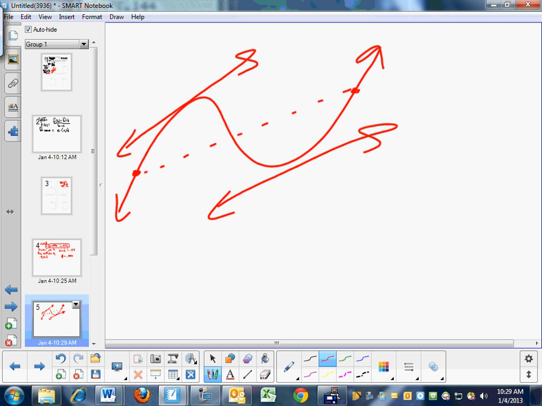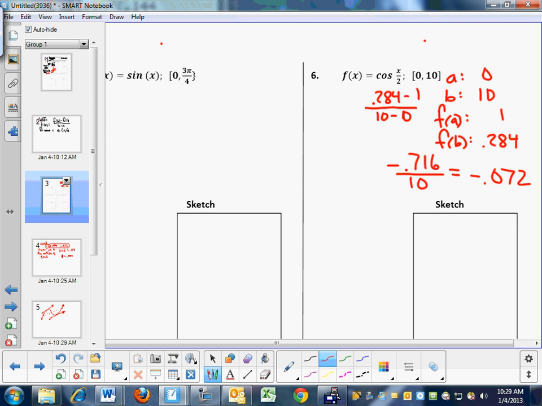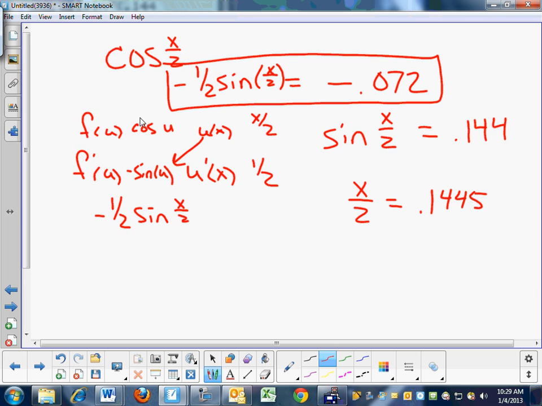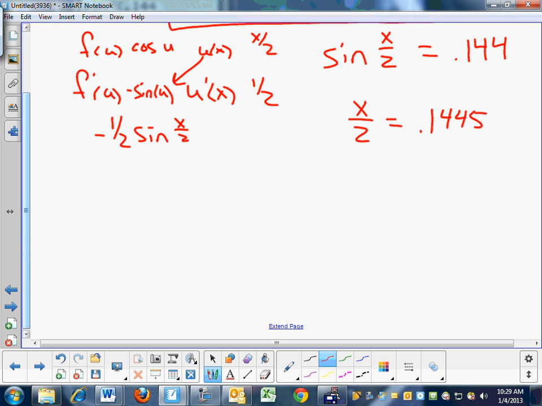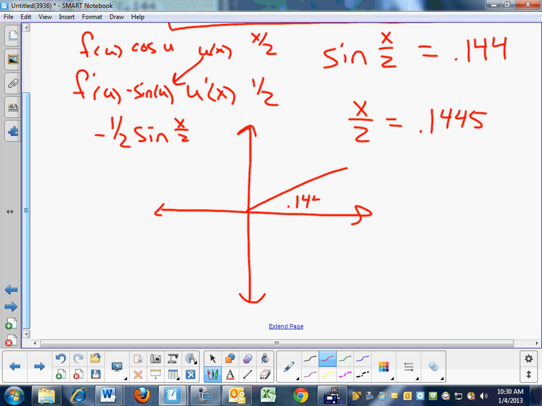So what you're going to have here is we have to ask ourselves, where is sine positive? All students take calc. First and second, very good. So we got a reference angle of 0.1445.